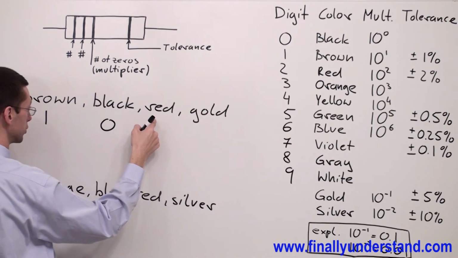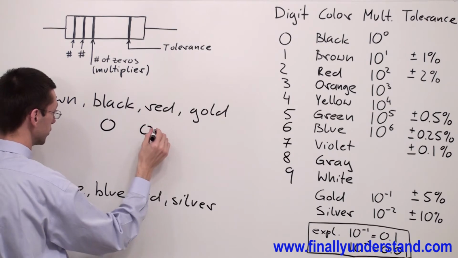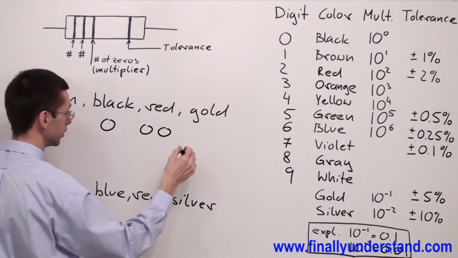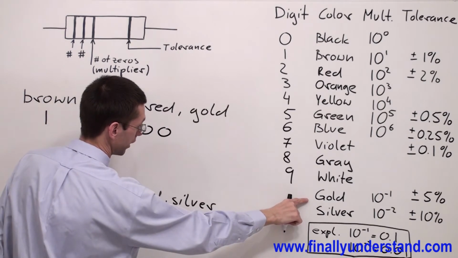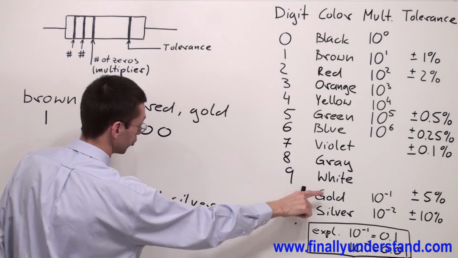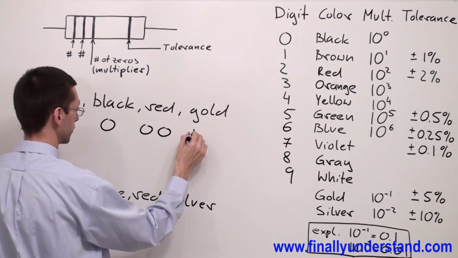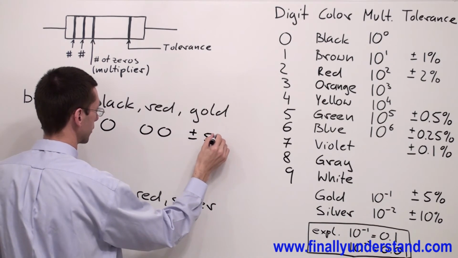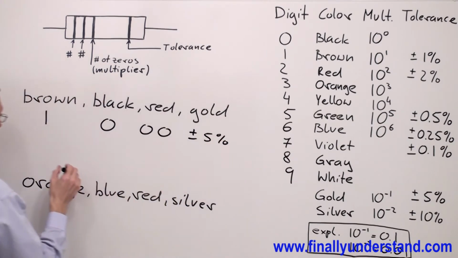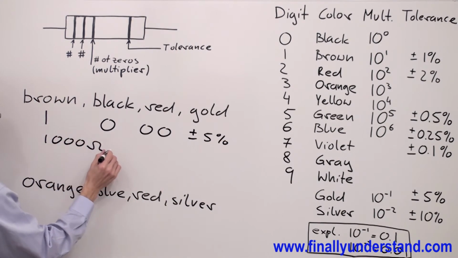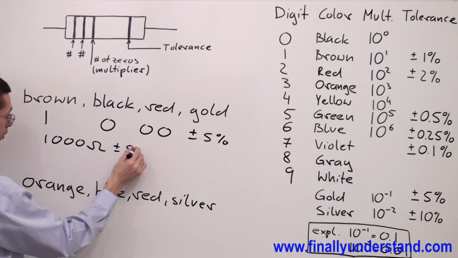At the third position, it tells me that I'm supposed to have 2 zeros, and I have tolerance 5%, because gold represents the tolerance of plus minus 5%. I have 1000 ohms plus minus 5%.